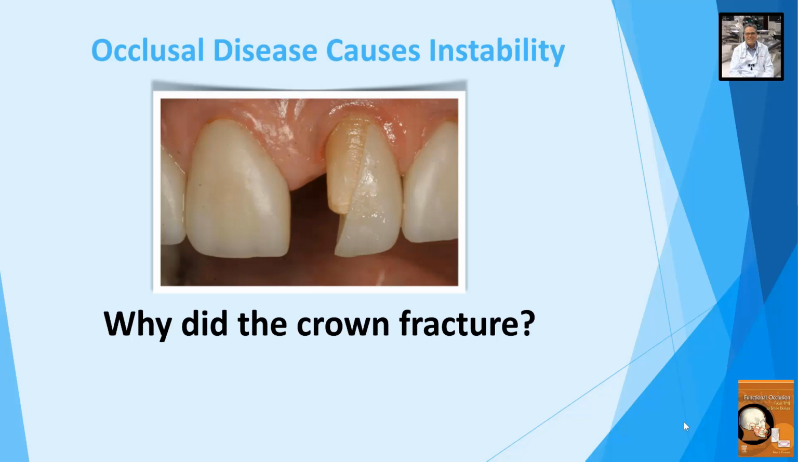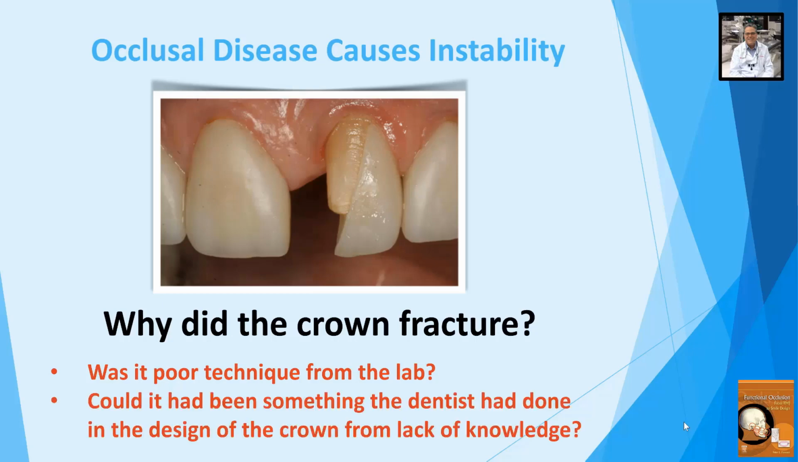So you say, why did the crown fracture? Was it poor lab technique? Well, a lot of people are going to blame it on the lab. They're going to think the lab didn't do it right, or maybe you didn't bond it right. Could it have been something the dentist had done in the design of the crown from the lack of knowledge? And I would say probably in this case. See, I think that tooth originally was probably only this long, and I'm judging that based on how much tooth is left. So sometimes you create too long of teeth that can cause trouble. And we'll talk about that more in a couple lectures from now.